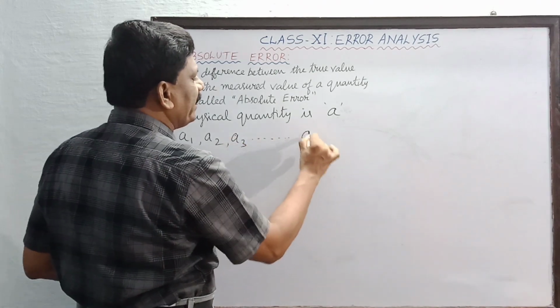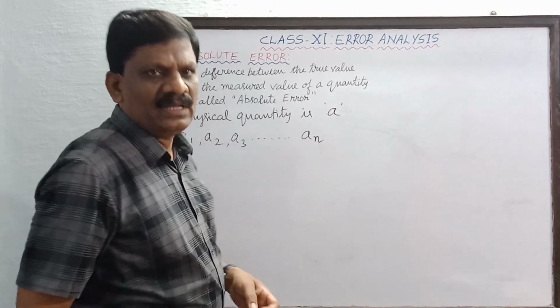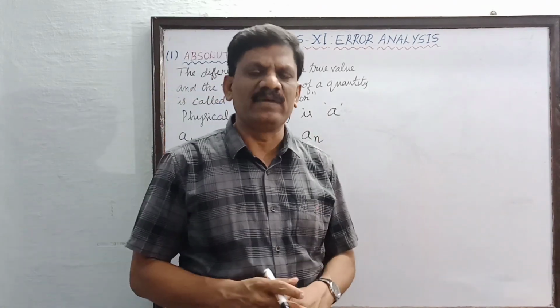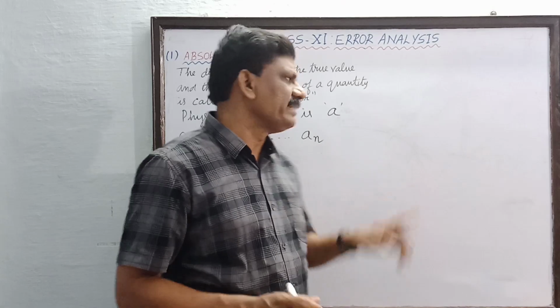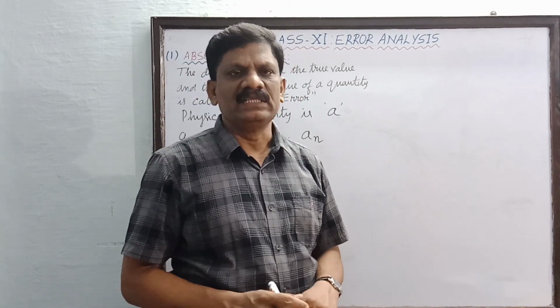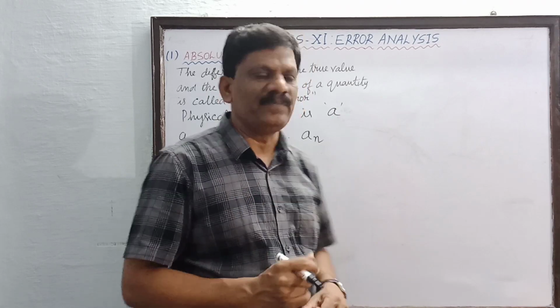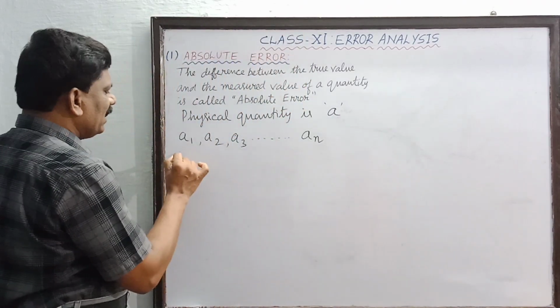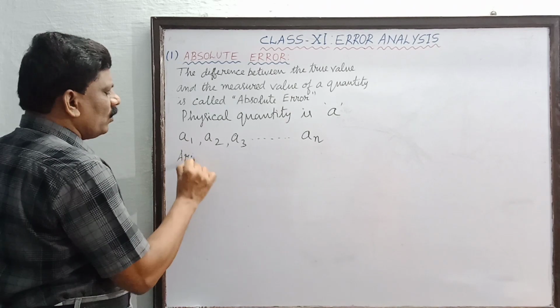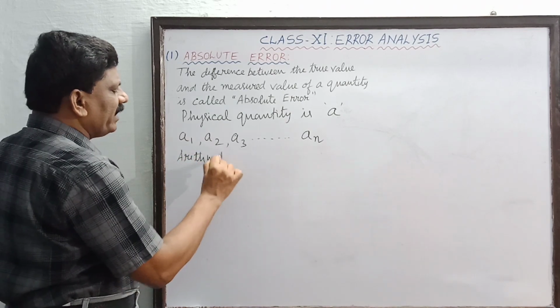Like that I take n number of measurements. Say n is equal to 5. 5 measurements I have taken. 5 different values of the same physical quantity I have measured. So now the mean value is called the true value. So now the arithmetic mean. So what is the arithmetic mean? I am going to find out.